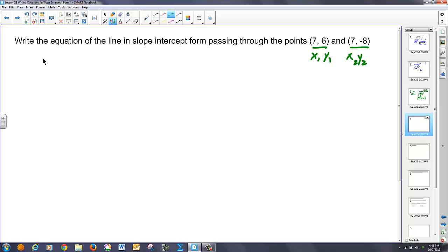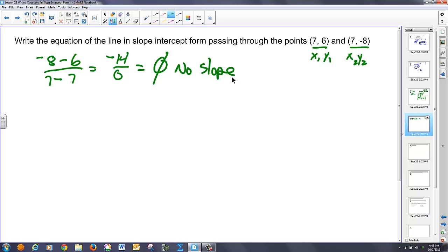And we'll plug into our equation y2, that's negative 8. And from that, we'll subtract 6 over 7 minus 7. Now notice what happens here. I have negative 14 over 0. You can't divide anything by 0, so we get no solution on this. So this actually has no slope.